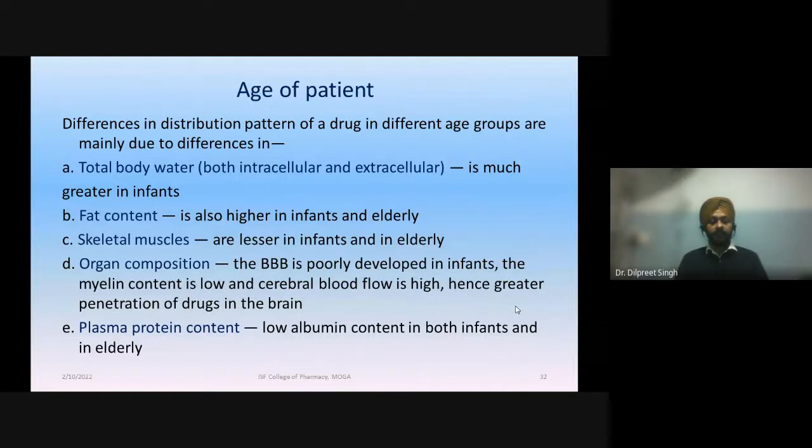Organ composition: the blood-brain barrier is poorly developed in infants, and the myelin content is low, hence there is a greater penetration of drugs into the brain in infants as compared to the elderly. Plasma protein count: there is low albumin content in both infants and the elderly, which causes poor distribution in both age groups.